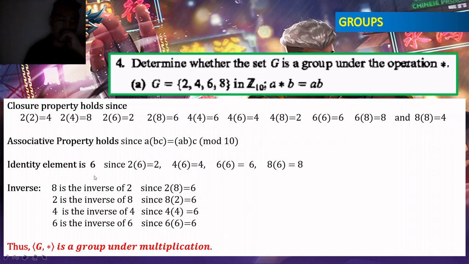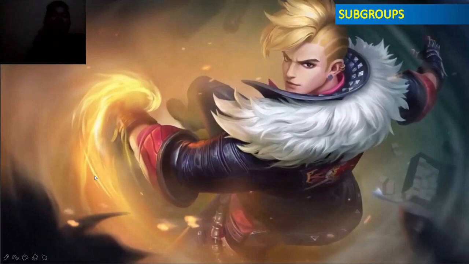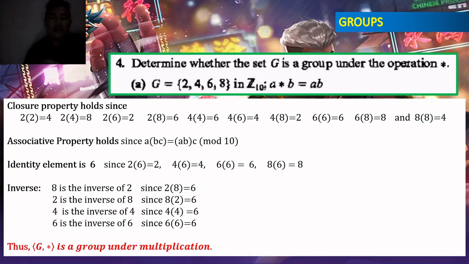Next, the identity element, class. Okay, the question is the identity element. The answer is 6. So, class, it is not always that the identity element is only 0 or 1. In this example, 6 is the identity. Why? Because 2 times 6 is 12, which is 2 in Z10. Next, 4 times 6 is 24, which is 4 in Z10. Okay, so 4 equals the identity, right? 4, then 4. And 6 as well.